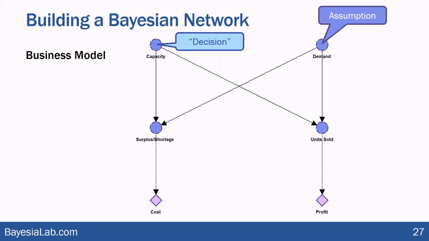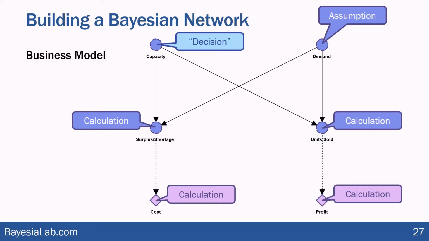Now, when looking at these nodes, they have different roles. So demand, for instance, that's an assumption. That's what we have to guess, where we have to rely on a forecast, as opposed to capacity. That would be a decision that we have to make. We have to say, well, we have in our rental car fleet, we have 10 units. Then surplus and shortage are mere calculations. You saw how we entered the formulas earlier.